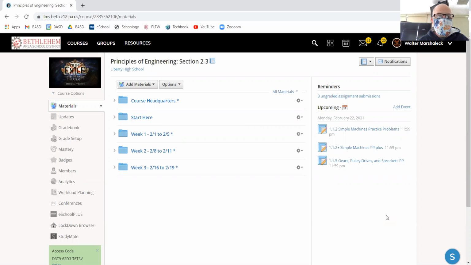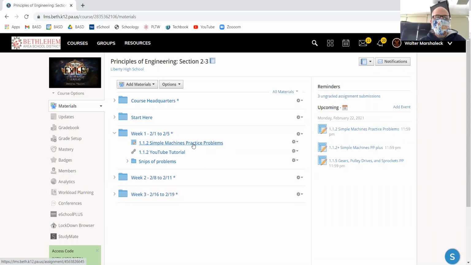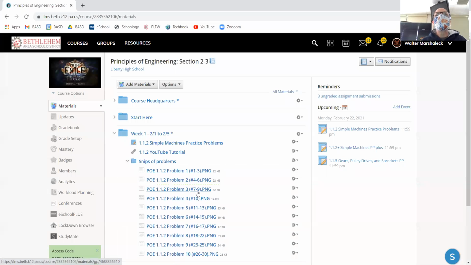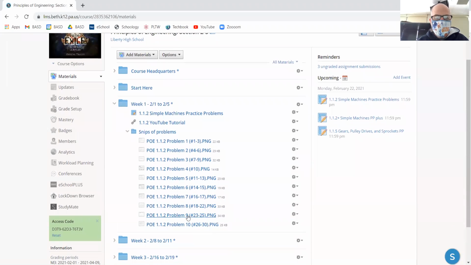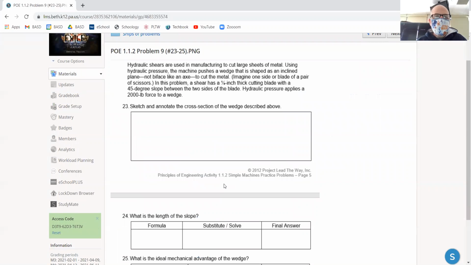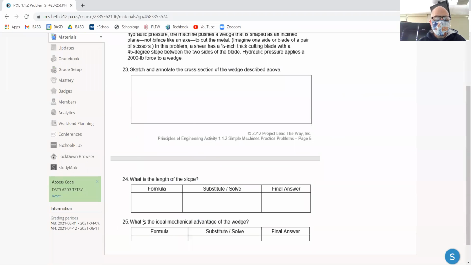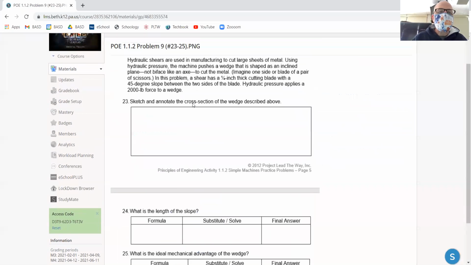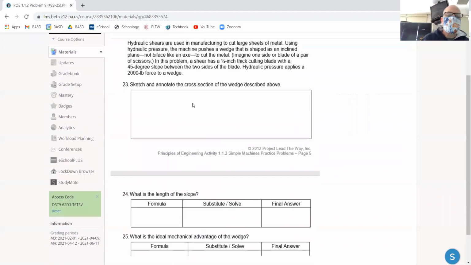I want to go over one of the problems from the 1.1.2 Simple Machine Practice Problems assignment. This is a Schoology course page. For the 1.1.2 Simple Machines Practice Problems, I have made snips of those problems. The one I want to go over is what I'm calling problem number 9, which is actually numbers 23, 24, and 25 in the document. I just call that problem number 9. Those 3 steps are actually one problem.